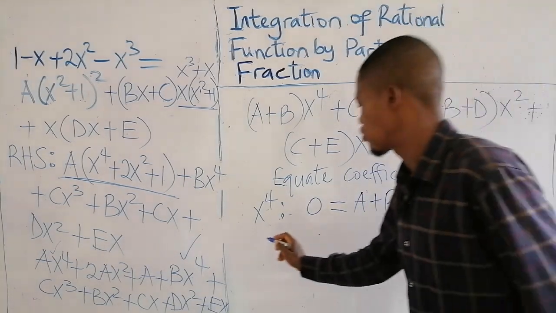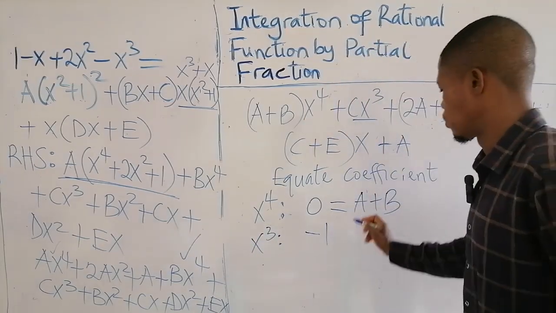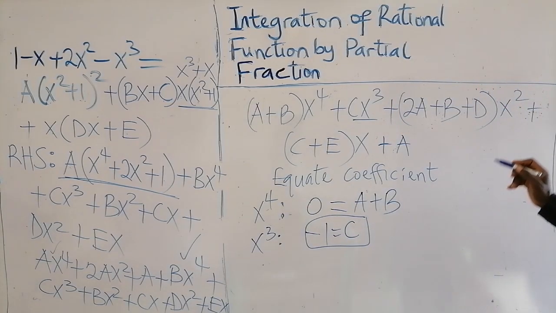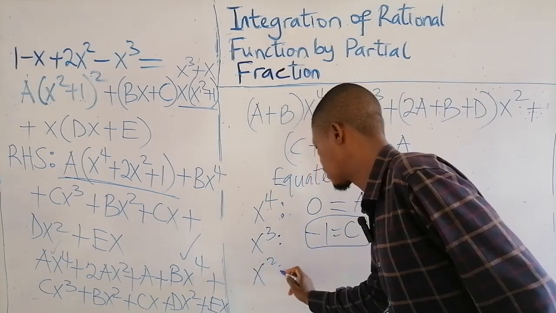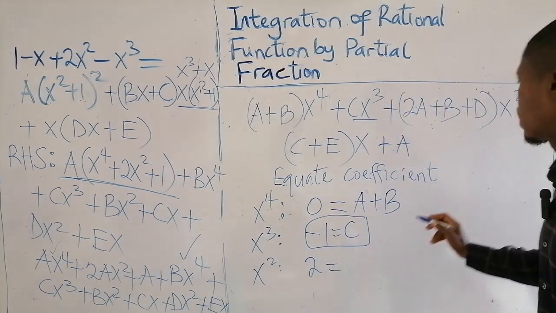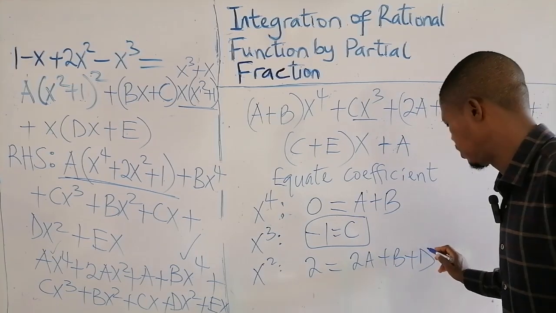Okay? And then for s cubed, the coefficient on the left is -1, and then here we have what? C. So C is equal to what? -1. Can we also do for s squared, the coefficient of that? On the left we have 2, equal to, on the right, we have 2a plus b, and then plus what? Plus d. We'll come back to this shortly.